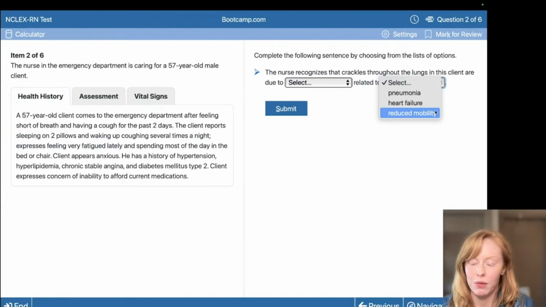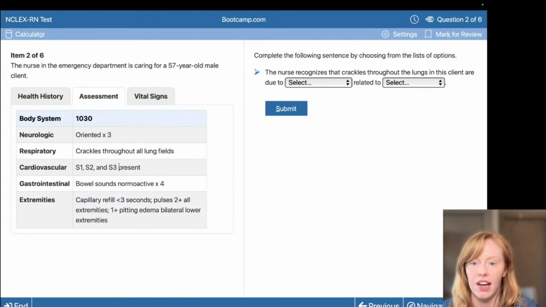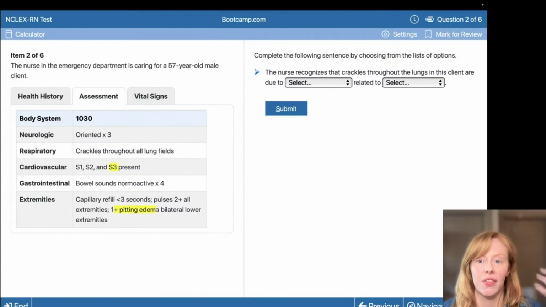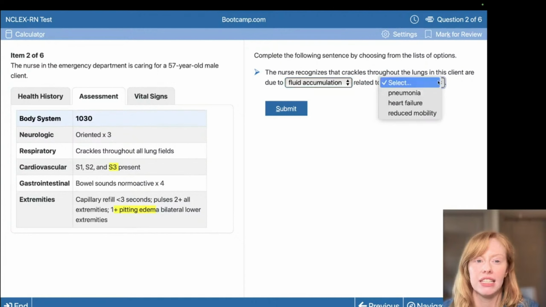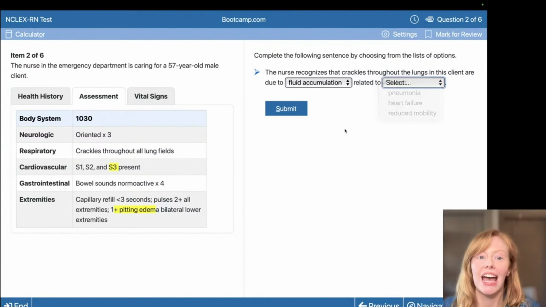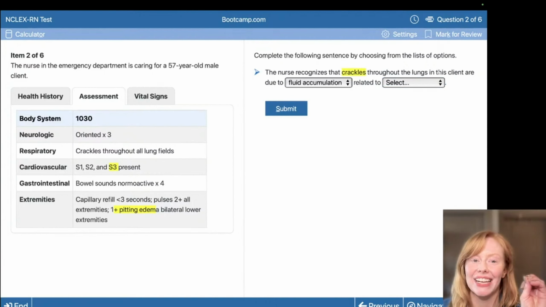So we have some agreement that we're worried about fluid, and I'm going to give that one to you guys because you're right. We've got an S3 present. We've got pitting edema. We can see and hear that this patient has too much fluid. So that is likely our issue, fluid accumulation. But then from what? We need to think, is this from pneumonia, heart failure, or reduced mobility? Any of these things, I'll say, could cause crackles, but there's only one that's most likely in this client. So let's look at some of these in order.